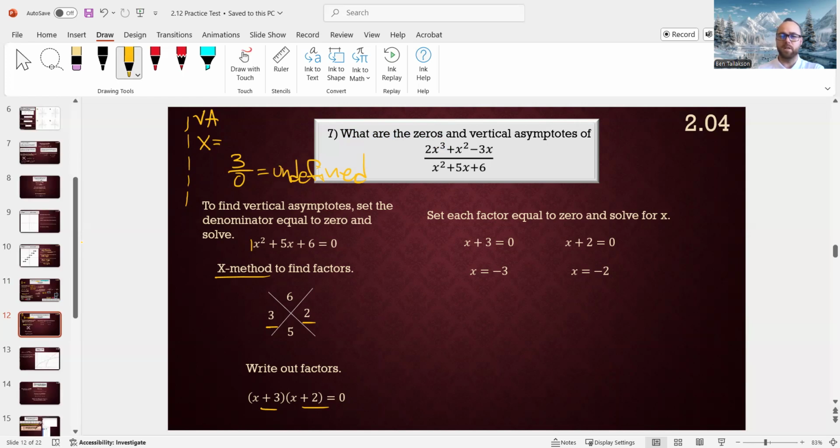Most of the work is done. We just take each of these factors, set them equal to 0, and solve for x. So we actually have two vertical asymptotes. We're not asked to graph, so we're not going to graph, but there's a reminder of what it looks like if you did.